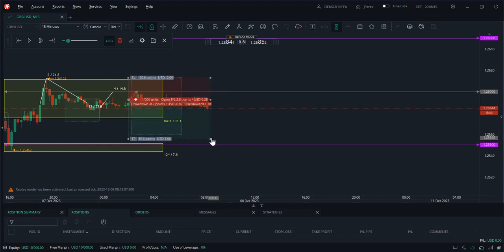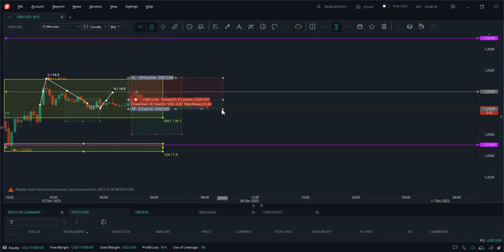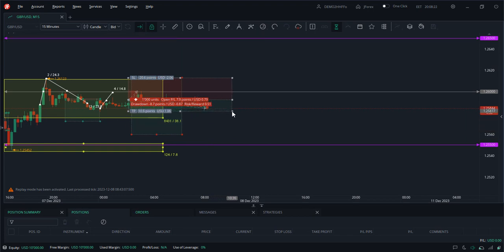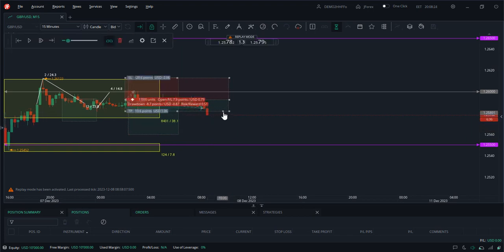We're expecting 10 pips. The market is consolidating. This is 8 pips. 8. This is 10. Let's see. Okay, this is 10 pips now. Move stop loss to break even.